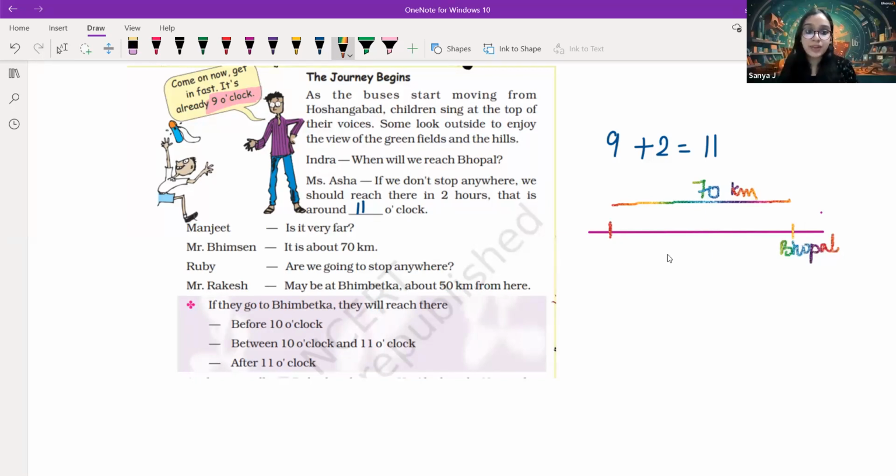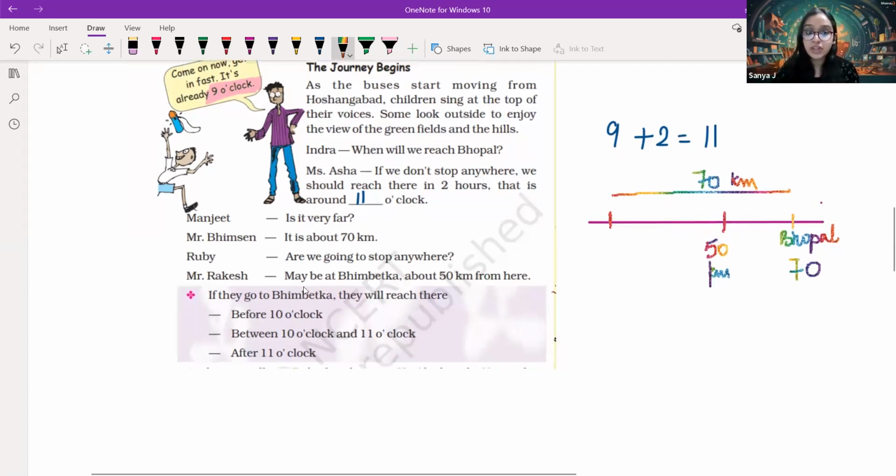All right. So, Ruby asks, are we going to stop anywhere in this long journey? Mr. Rakesh says, maybe at Bimbetka. Bimbetka is a place to stop, to take some rest, which is 50 kilometers from here. So, if this complete distance is 70 kilometers till here, somewhere here we might have 50 kilometers. Correct? Okay, and here we have Bimbetka, the place to stop.